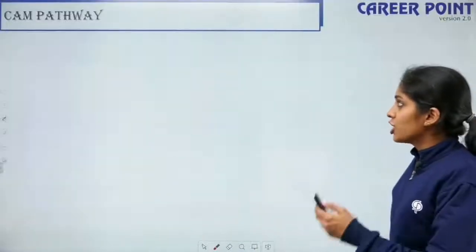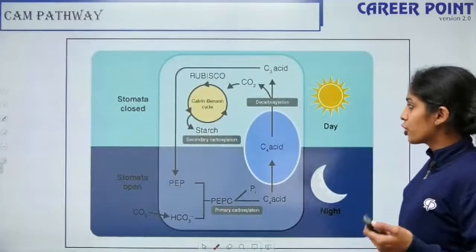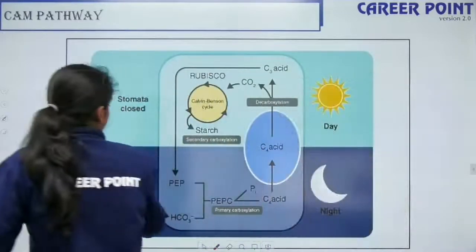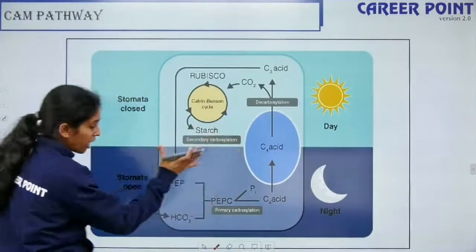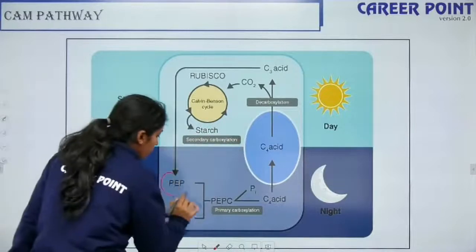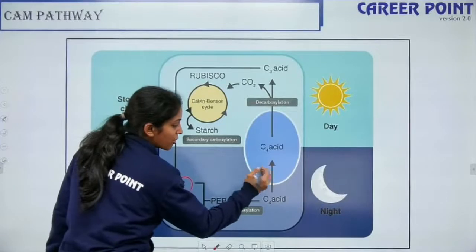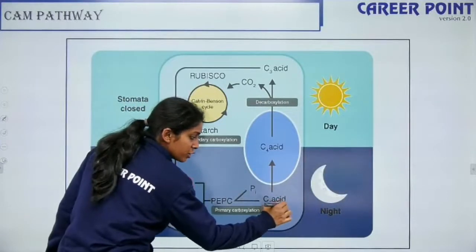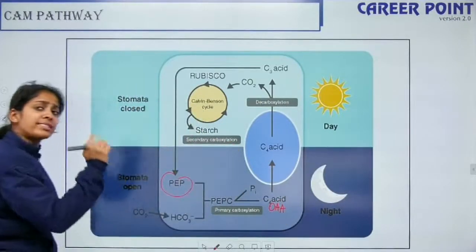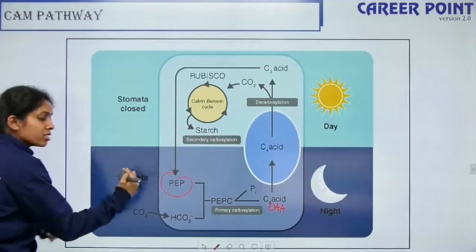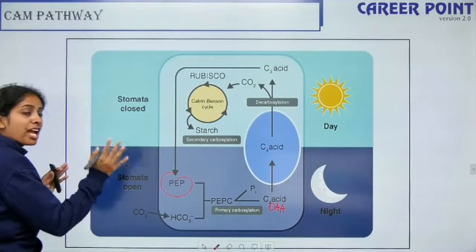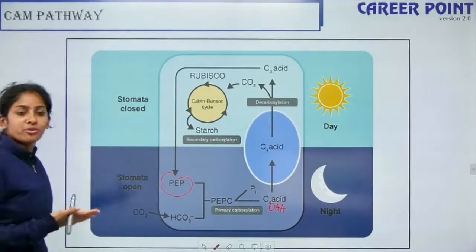Alright, so with this your CAM pathway is done. I could show you the cycle. They typically follow your C4 cycle. The primary carbon dioxide acceptor is PEP, and the first stable compound formed is oxaloacetic acid, a 4-carbon compound. Everything is the same, but the only difference is the stomata open at night and close during the day. That is all the difference.